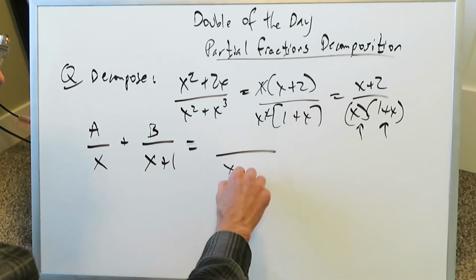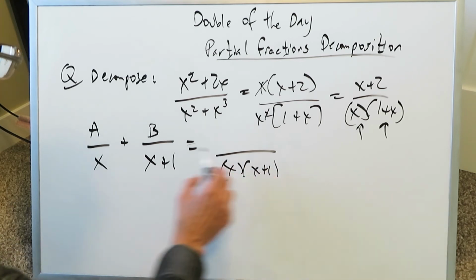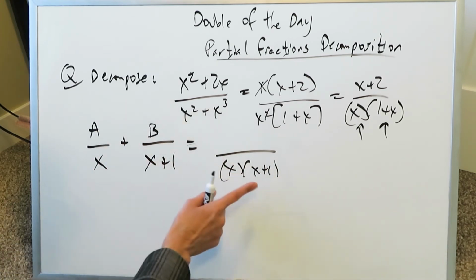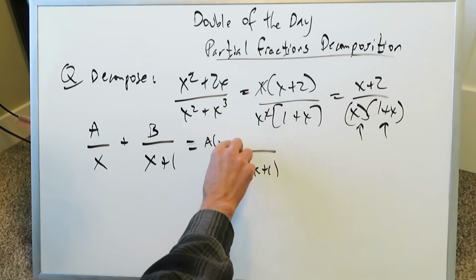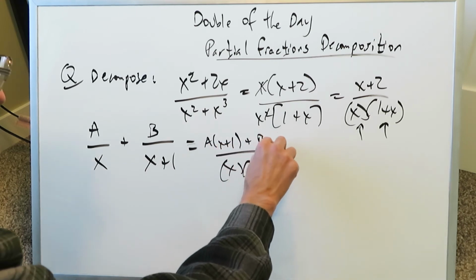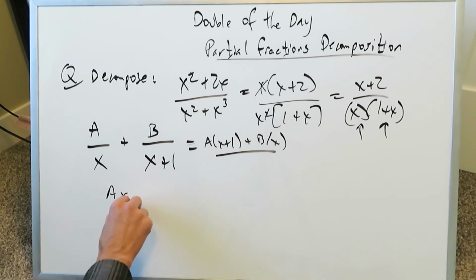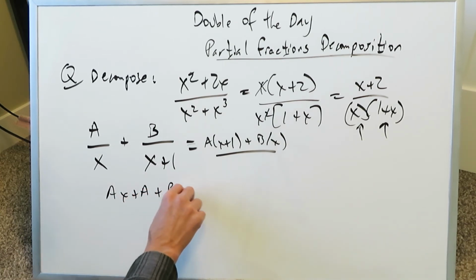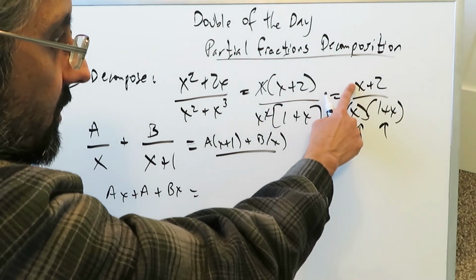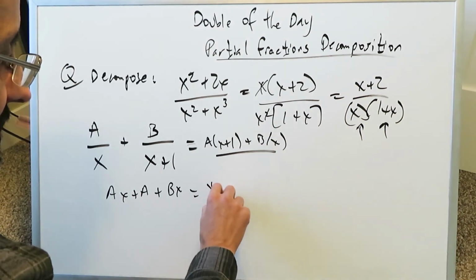Anyhow, common denominator is x and x plus 1, and you just have to manipulate all of this in terms of this fraction. A will hit with x plus 1. B will hit with just the x. You can remove this. Open that up, you'll have ax plus a plus bx is equal to what? It always equals to your simplified numerator, x plus 2.